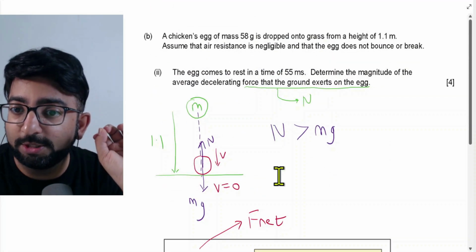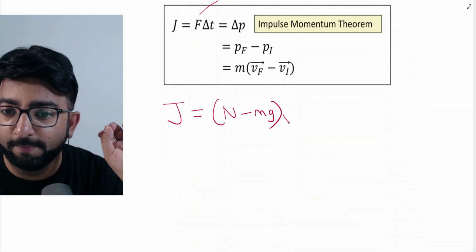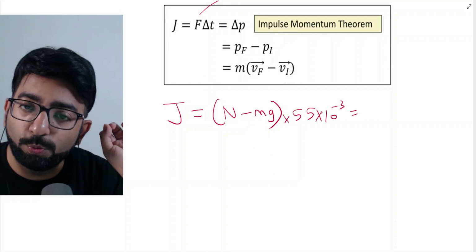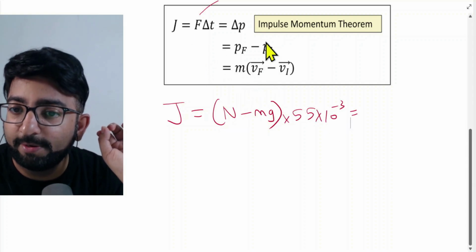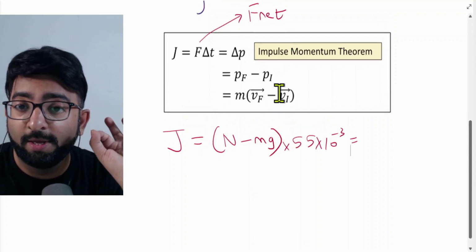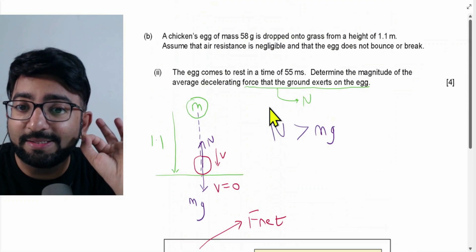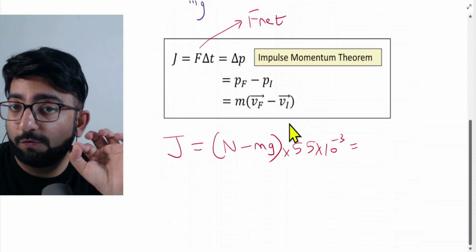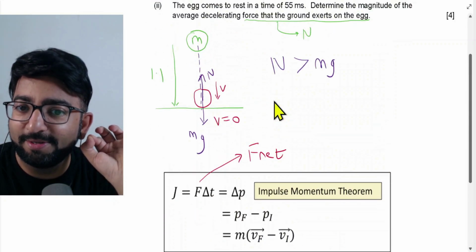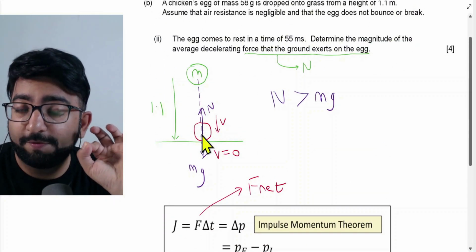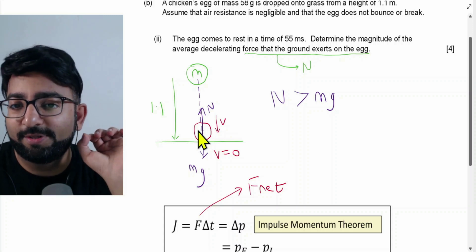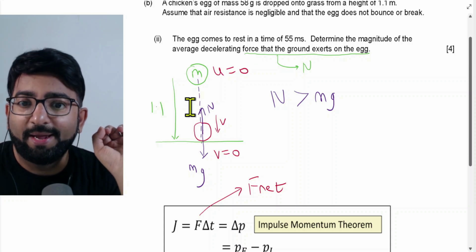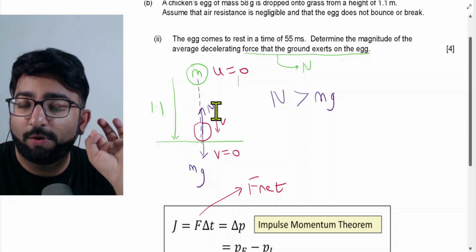The time of contact is 55 milliseconds, which is given. So let's write down 55 into 10 to the power minus 3, which will be equal to m into final velocity minus initial velocity. Final velocity of the egg is 0 because the egg has come to rest. And v initial we need to figure out. And what is initial velocity in this case? It is the velocity of the egg just before it hits the ground. So initially the velocity was 0 at the top, and just before hitting the ground, its velocity is v.